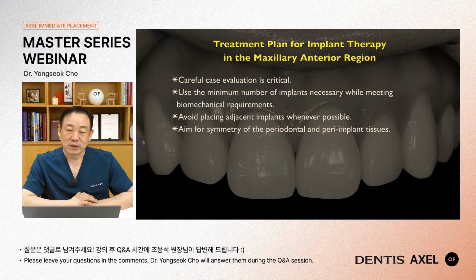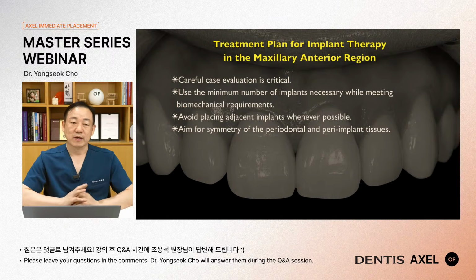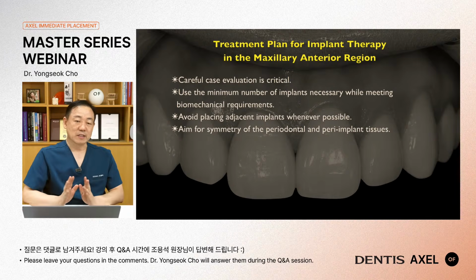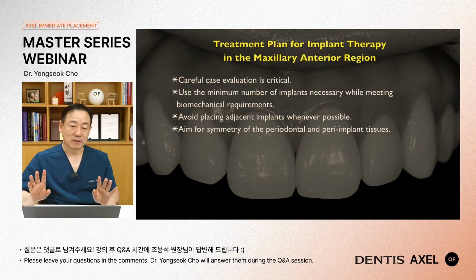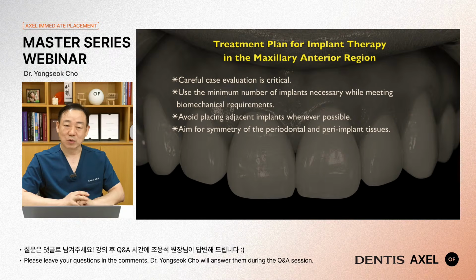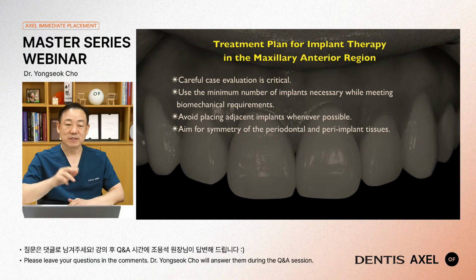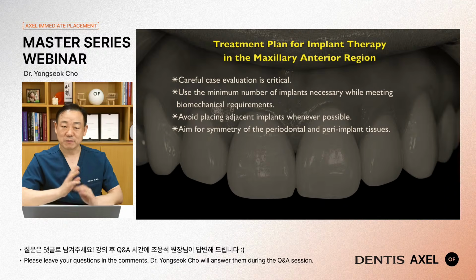Aim for symmetry of the periodontal and the peri-implant tissue. Patient can easily notice the problem when it is asymmetrical outcome. So when we make symmetrical result, the patient doesn't notice some minor problem, such as gingival recession. But when it's asymmetrical situation, they easily notice the problem.